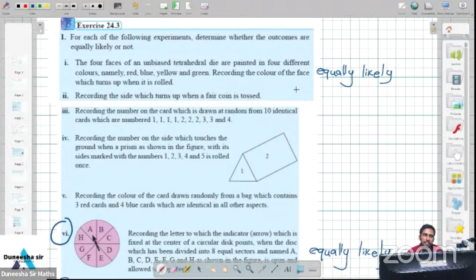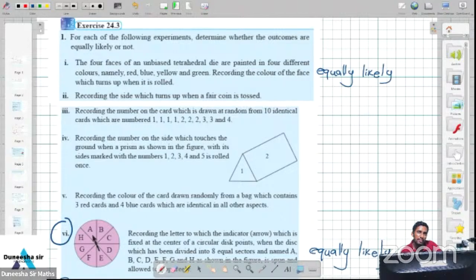Second one, recording the side which turns up when a fair coin is tossed. Is it equally likely or not? Who can tell me? Is it equally likely? What are the outcomes? Head and tail.